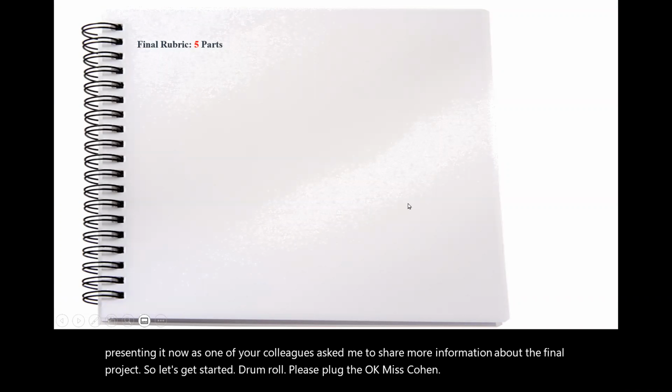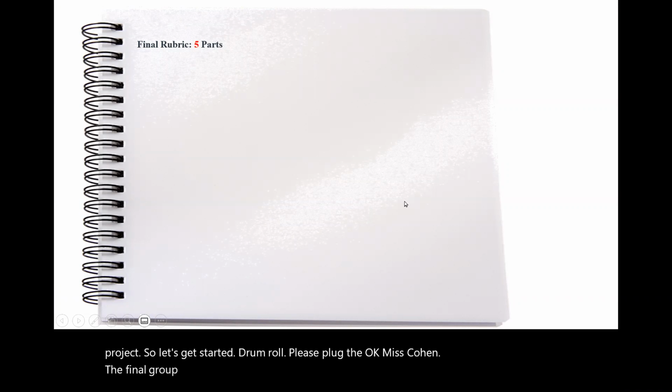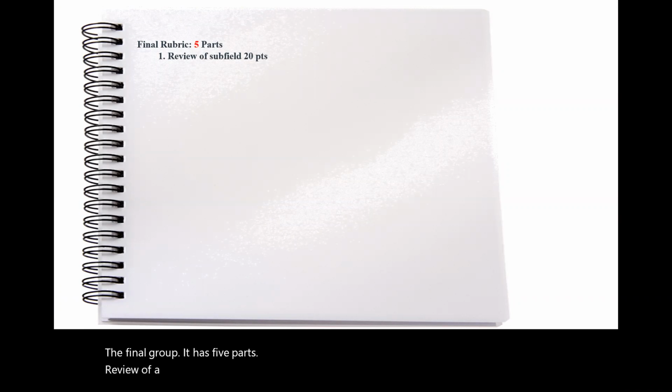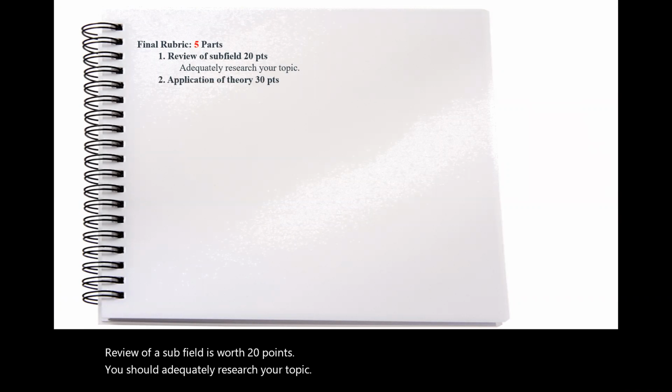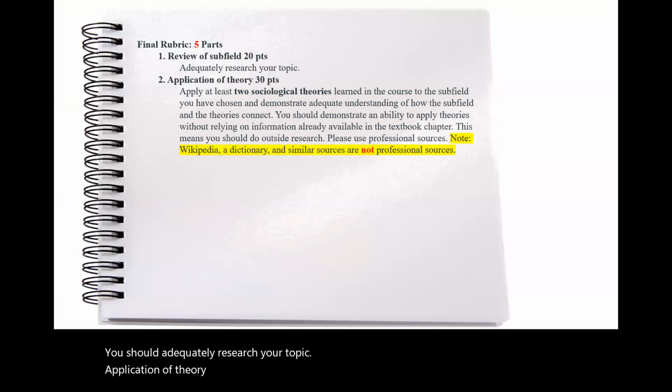The final rubric has 5 parts. Review of a subfield is worth 20 points. You should adequately research your topic. Application of theory, 30 points. You should apply at least 2 sociological theories.